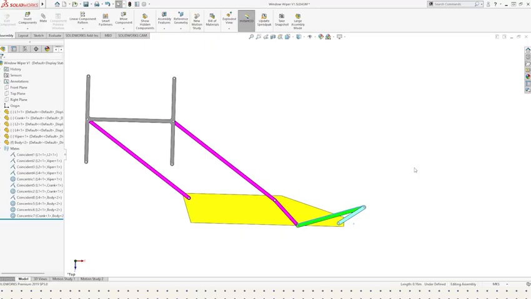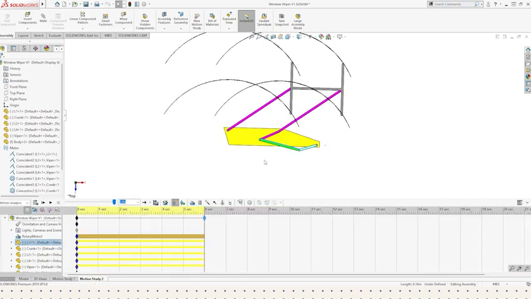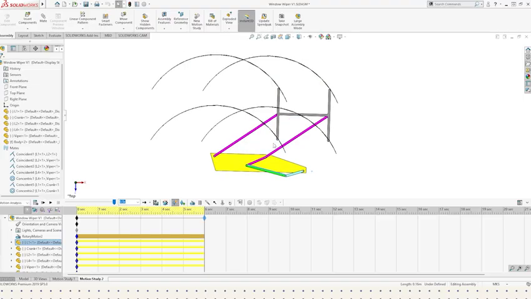Hello everyone, my name is Mohammad Zaid Akhtar, and I'm here to discuss another great feature of SolidWorks, that is motion study. Motion study allows us to perform simulations and motion analysis. Using this tool, we have created a simulation already. Let's see.